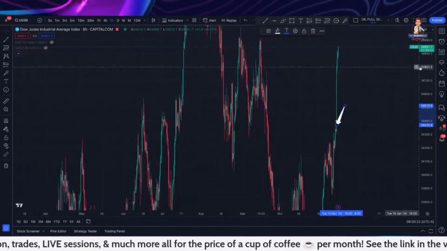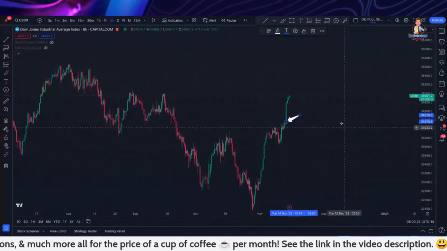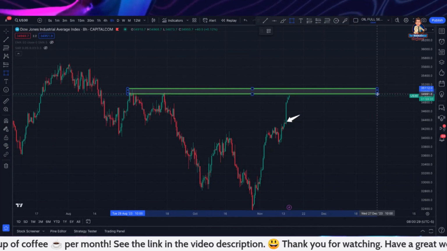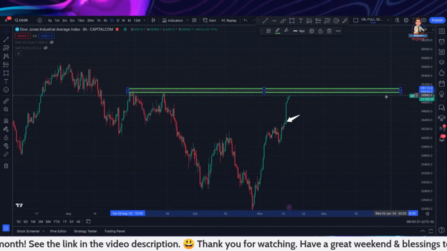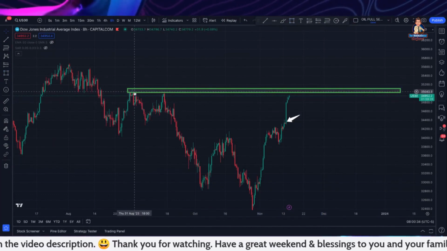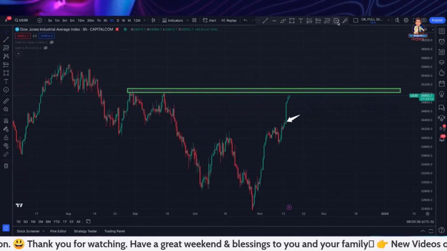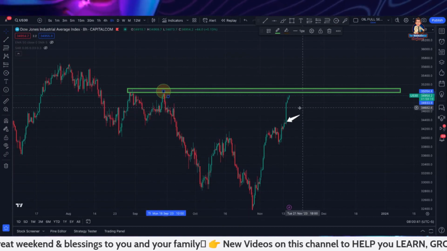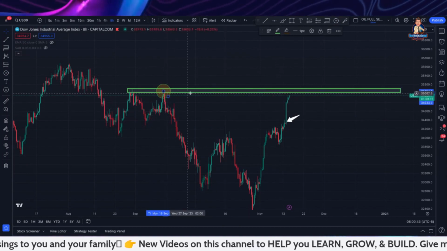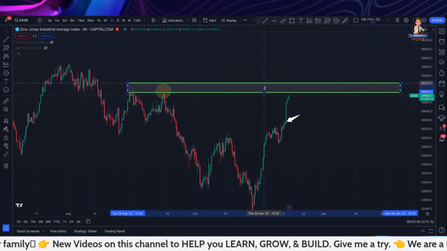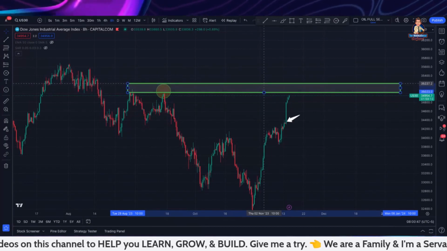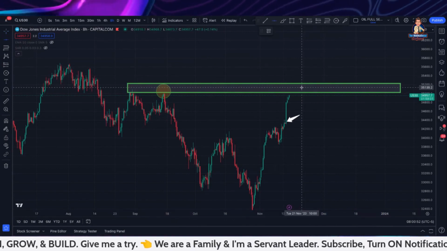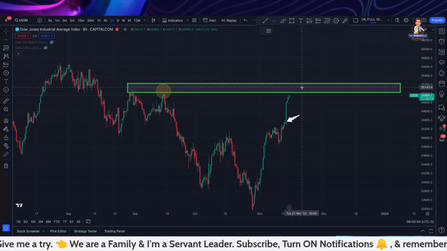Let's see what we are doing. If you can see right here, we are at this area. We may come up to take out this high right in here. And again, a lot of retail traders are going to be trading this, thinking it's a third touch. I say we probably go a little bit higher. So I'd like to see price come into this area right above this wick over to the left to start.